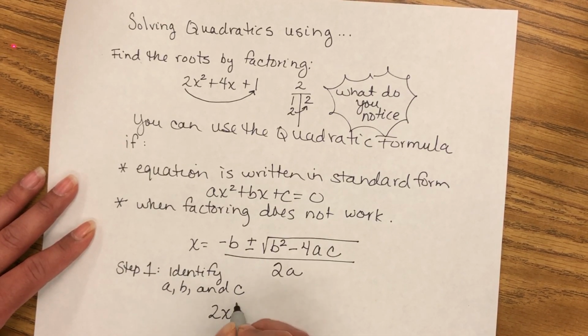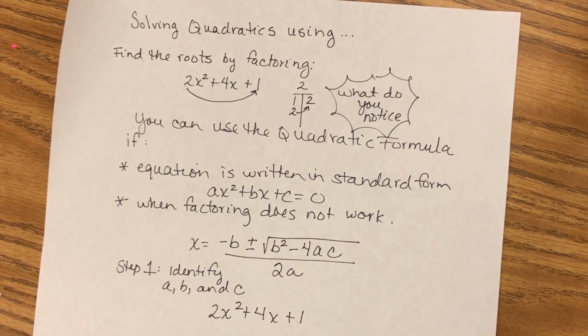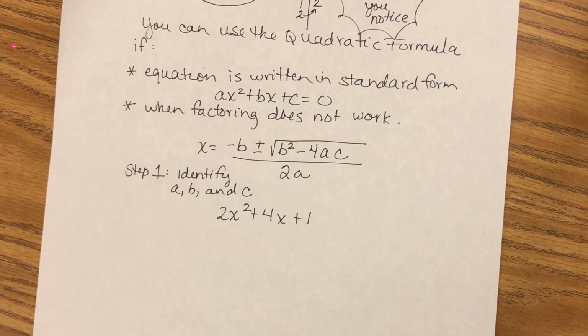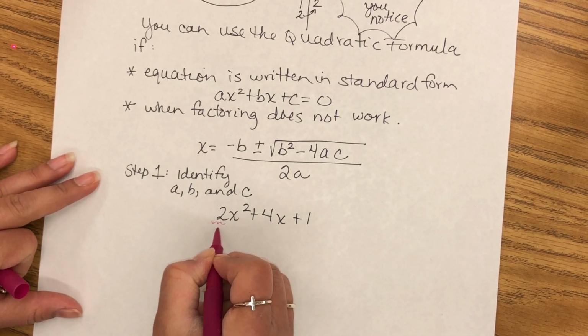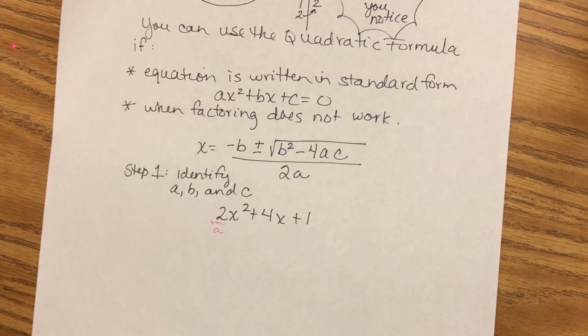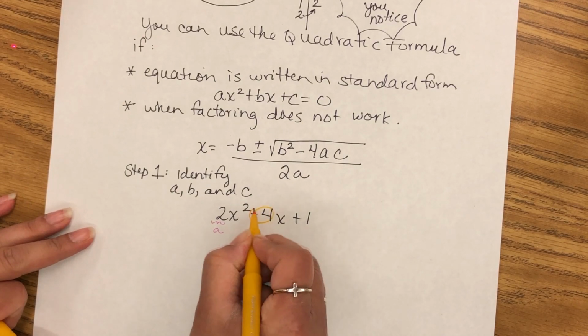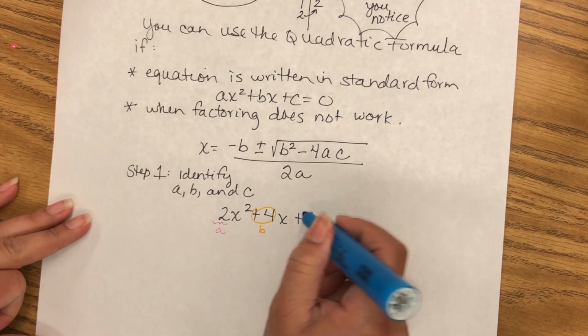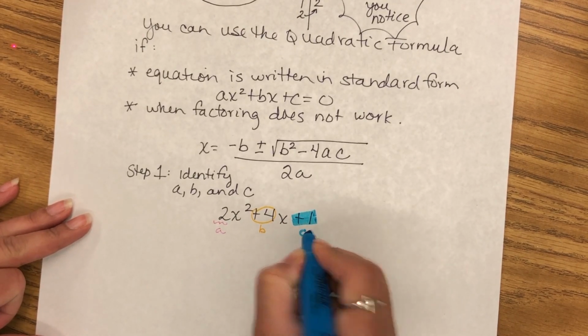So here's my quadratic again. Is it in standard form? Yes, it is. I have all my numbers together. And the number with the x squared is always your A. The number in the middle, including the sign, that's always your B. And then the last number, including the sign, is your C.